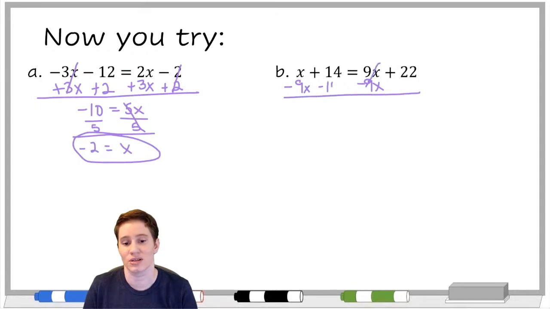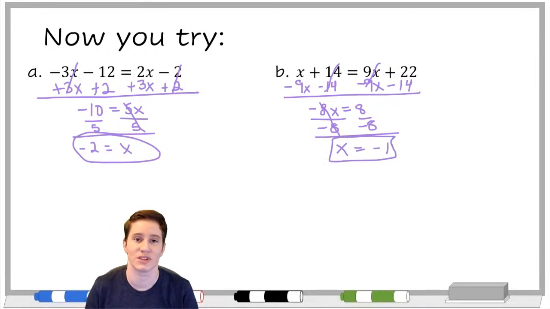and subtract 14 from both sides so that I get negative 8x equals 22 minus 14 is 8. So I divide both sides by negative 8 and I get a negative 1. So that's my answer. Hopefully you are feeling pretty good about this right now, but there's always more opportunity to practice and get better at it.